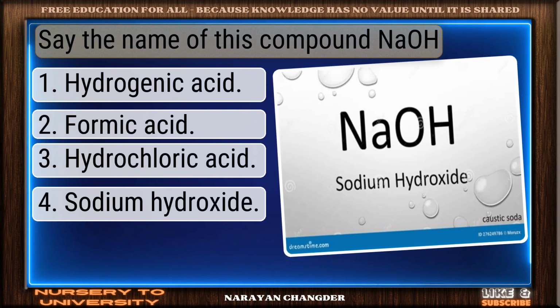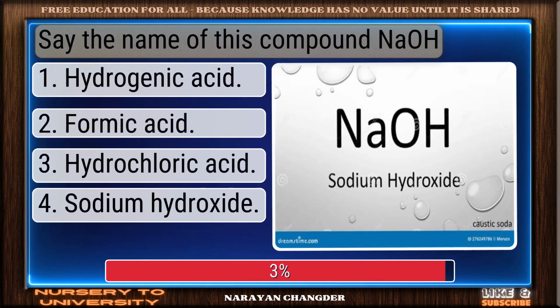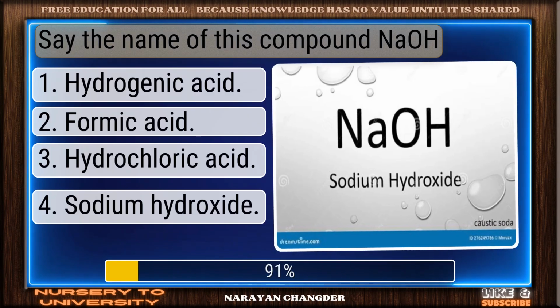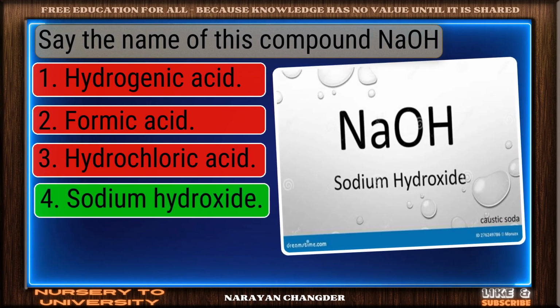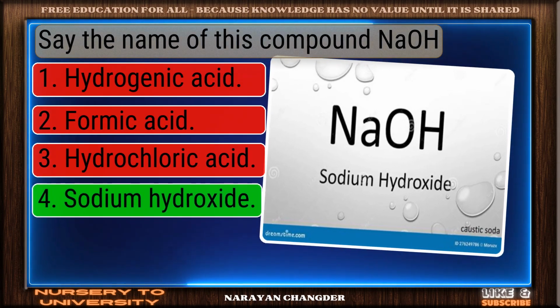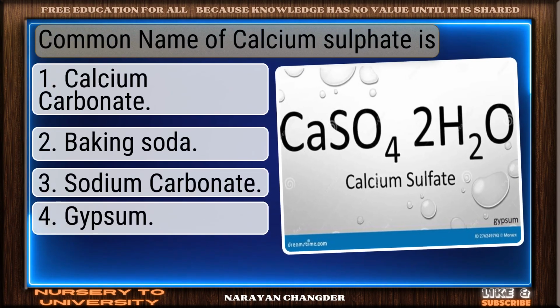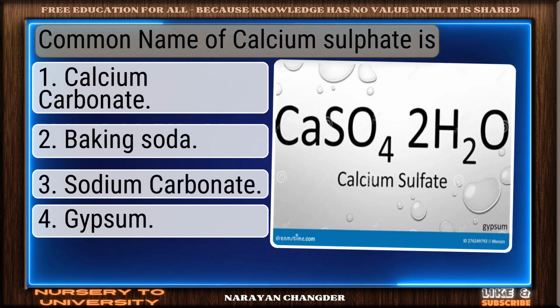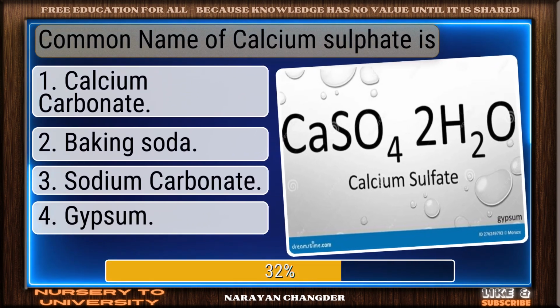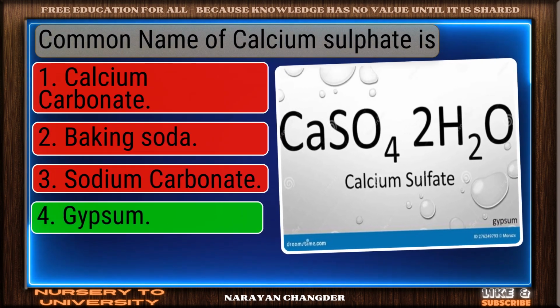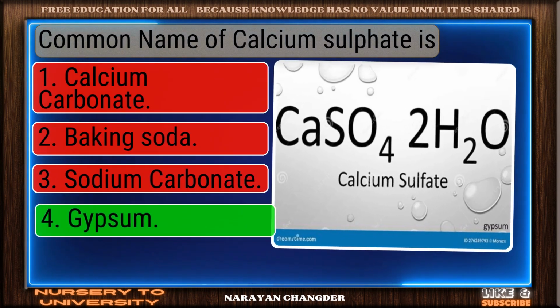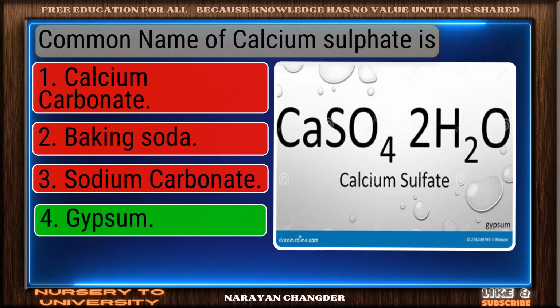Question number 97. Say the name of this compound now. Clear logic. Your choice, sodium hydroxide, is sound and 100% true. Question number 98. Common name of calcium sulfate is? Excellent choice. Gypsum is the right answer.